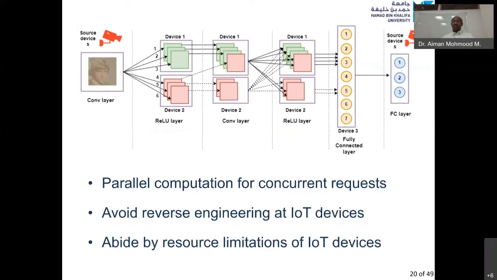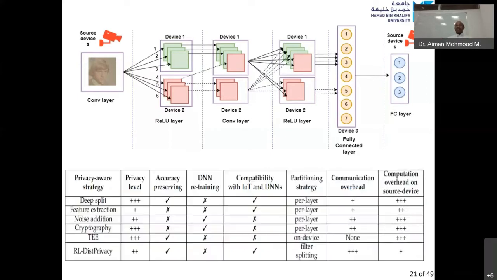And here we have this parallelization, as I told you, for the concurrent requests, and the parallelization within one request across different devices. We want to avoid this reverse engineering attack, and we'll talk a little bit about this attack in the next slide. And we want to abide by the resource limitation. And our approach here is to design a distribution strategy that will allow us to preserve the privacy level as well as the resource limitation level.